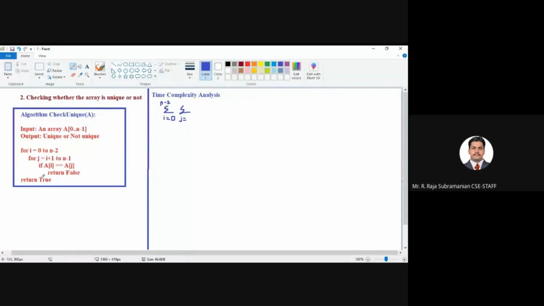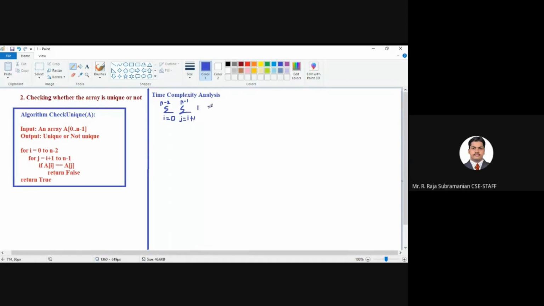Don't say 1. Here it is what? I plus 1. So put the same thing here also. J is equal to I plus 1, so you should put I plus 1 to what is on the top? N minus 1. What will come inside? For running this equality condition, I should require 1 unit of time. So I will put 1 here.